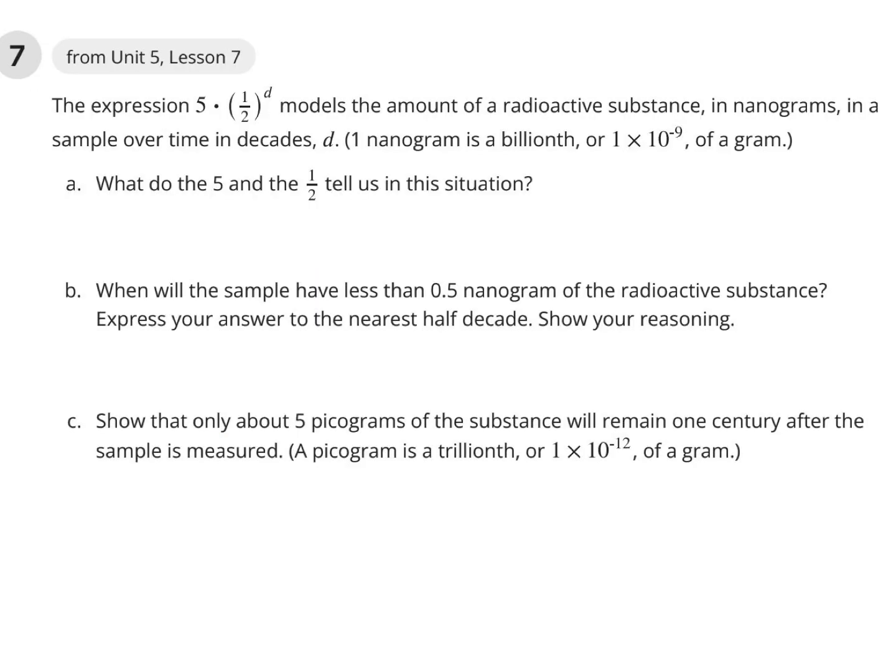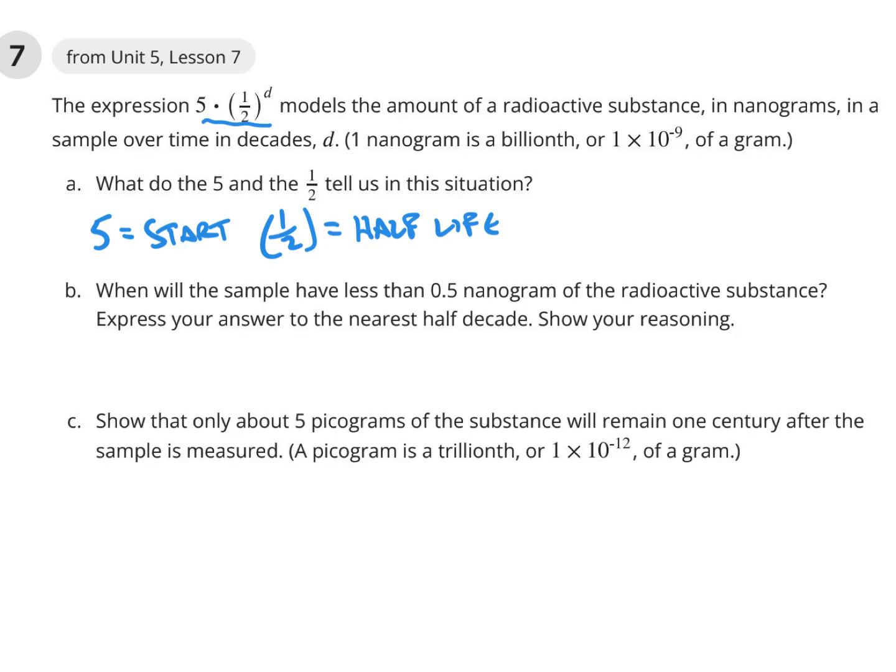Okay, the expression here models the amount of radioactive substance in the sample over time in decades. So what's the 5? The 5 is what we started with. So this is 5 nanograms equals start. And the 1/2 tells us it's a half-life. That's our rate. It decays by half. And we've already been given a time frame.